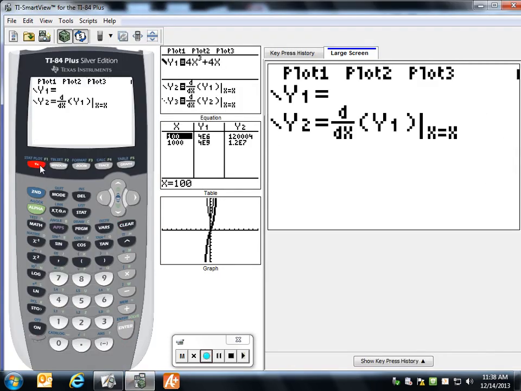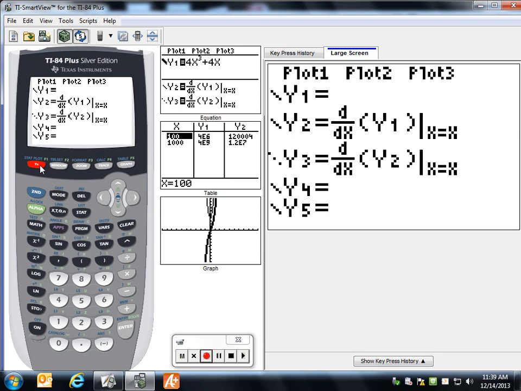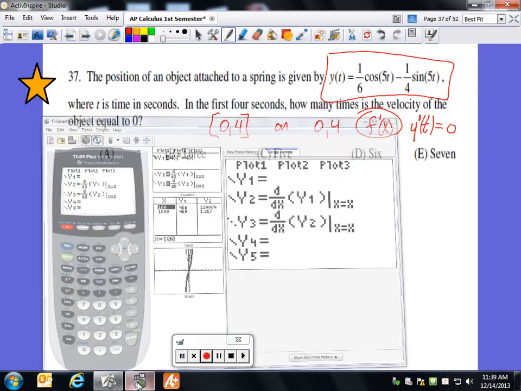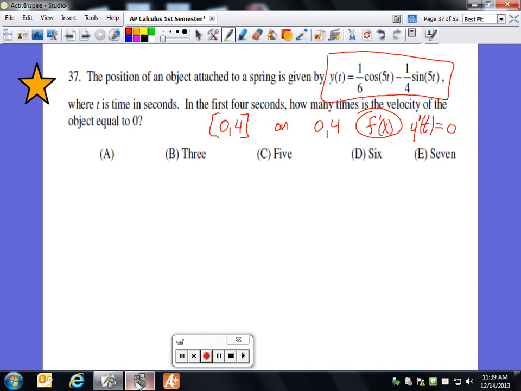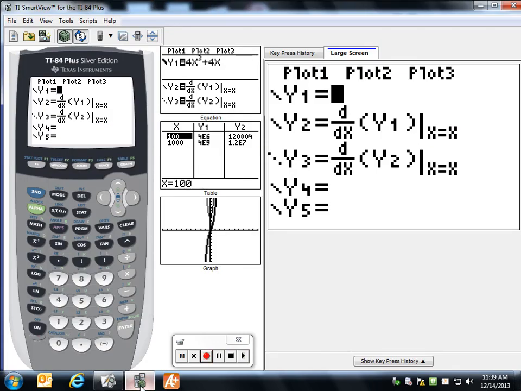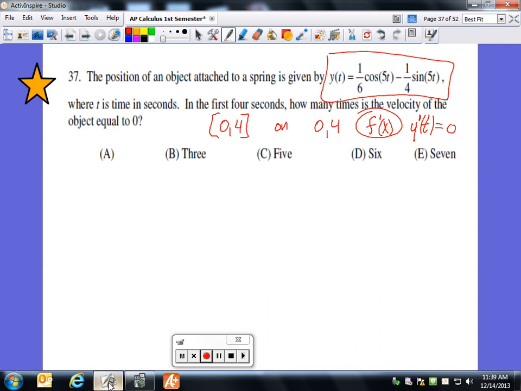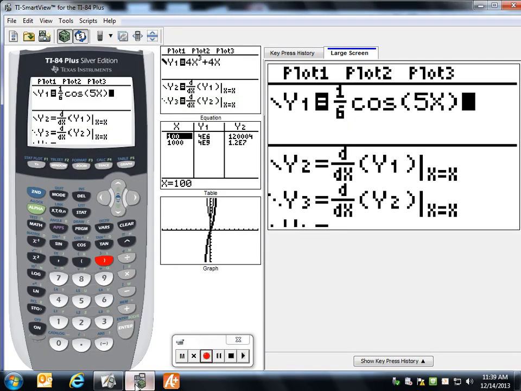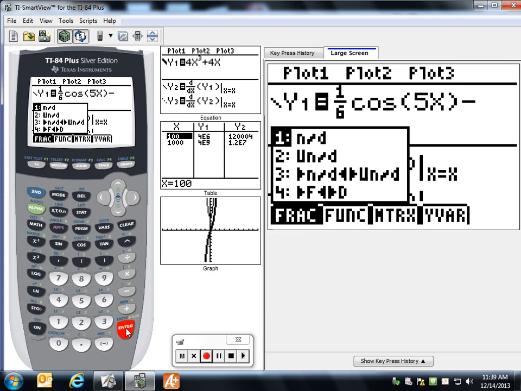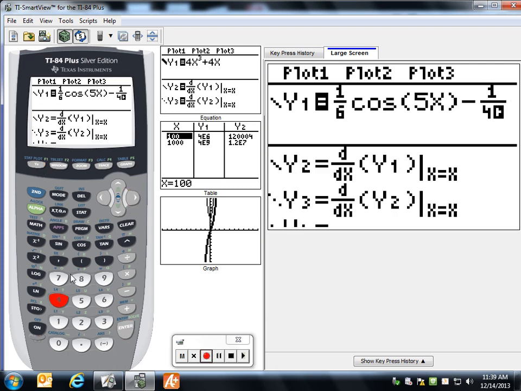Alright, so if I go to y equals, my y2 and y3 are already set, ready to go. I'm going to go ahead and put 1/6 cosine of 5x, and we're going to subtract 1/4 sine of 5x.